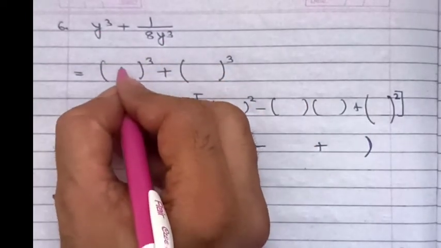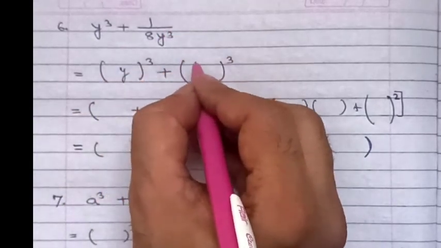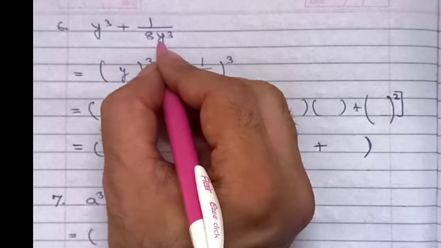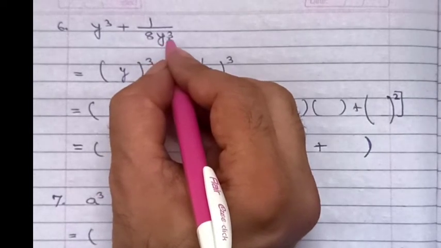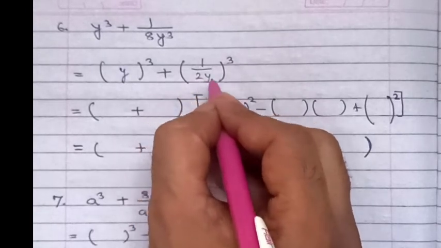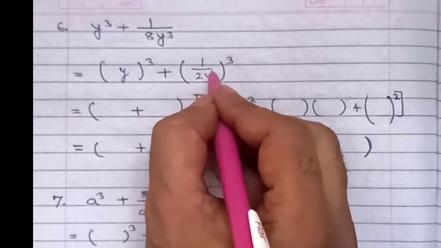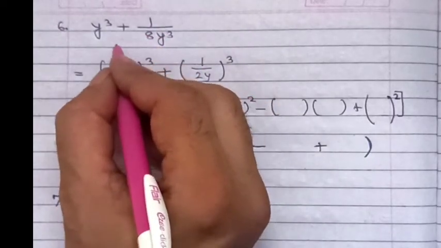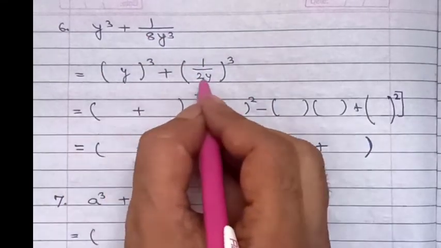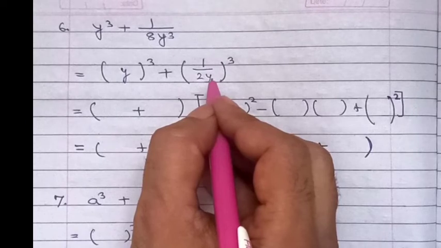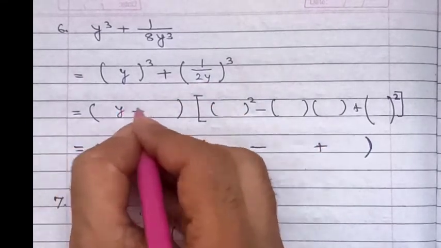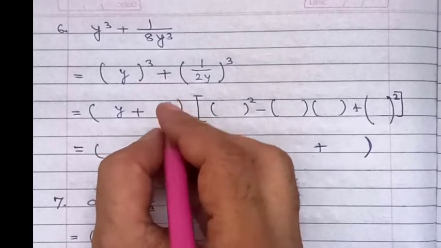So y cube is y the whole cube, whereas 1 cube is 1, that means 1, and 2y whole cube will be 8y cube. So you can write here 2y, that means 1 upon 2y the whole cube will be 1 upon 8y cube. So this is now in the form of a cube plus b cube. Now in the same way, first write y plus 1 upon 2y.